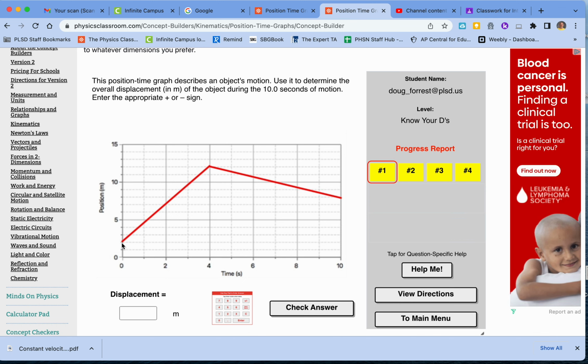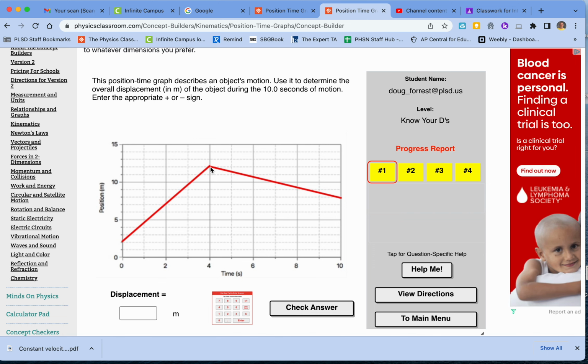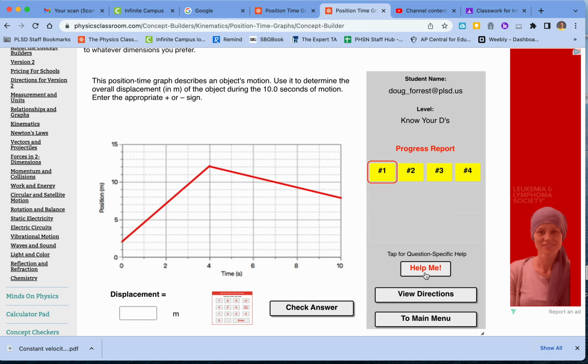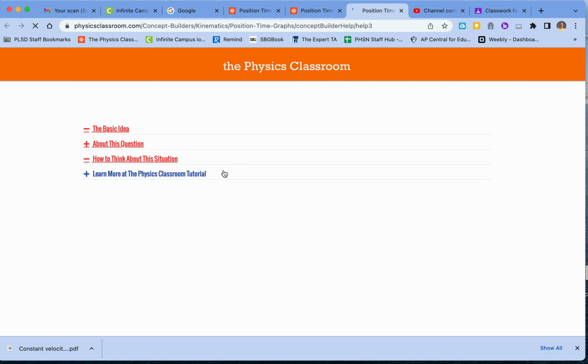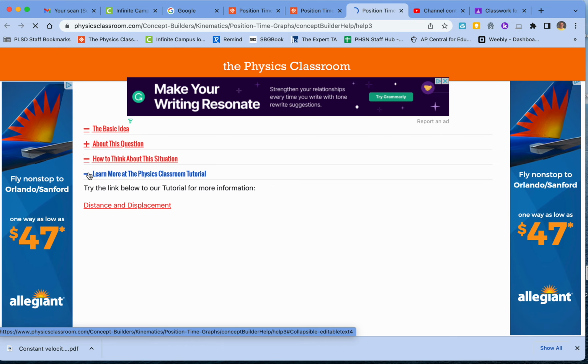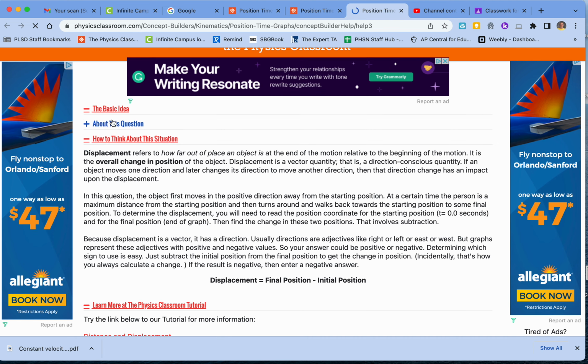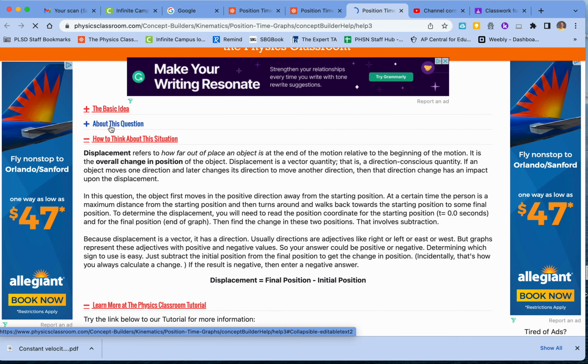If it was asking for distance, here I start at 2 meters, go up to 12. That's 10 meters of distance. Then I go from 12 to 8. That's 4 meters of distance. So that 10 plus 4 would be 14 meters of distance. But in this case, it's asking about displacement, which is a change in position. And remember, you can go to the Help Me menu. You could either learn more on the Physics Classroom about the difference between those. You could learn how to think about this question, and then it could tell you the basic idea as well.